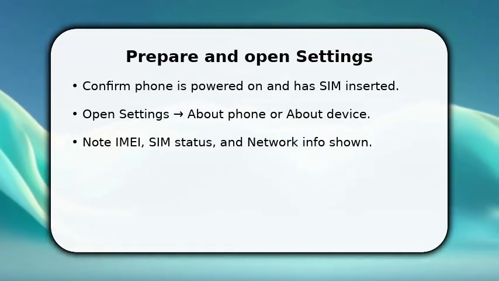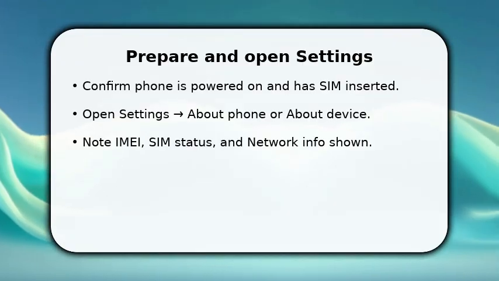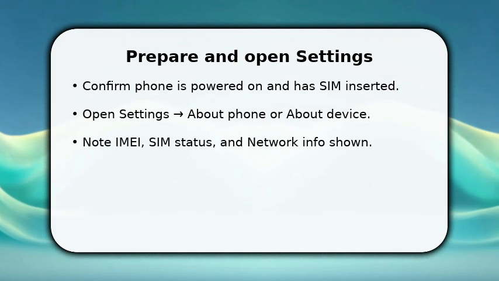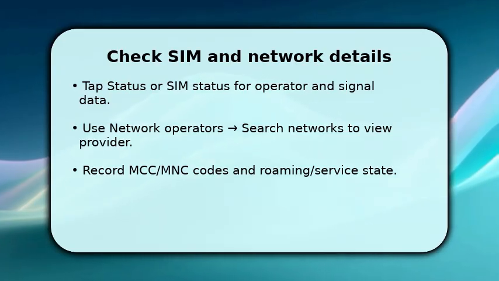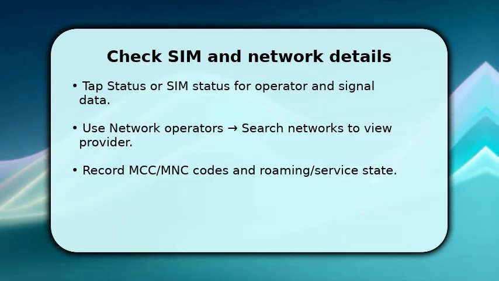If multiple SIM slots exist, check each slot's SIM status so you don't assume the wrong line. Next, tap Status or SIM status to see the operator name, signal, and roaming state. This tells you who the device is currently registered with.